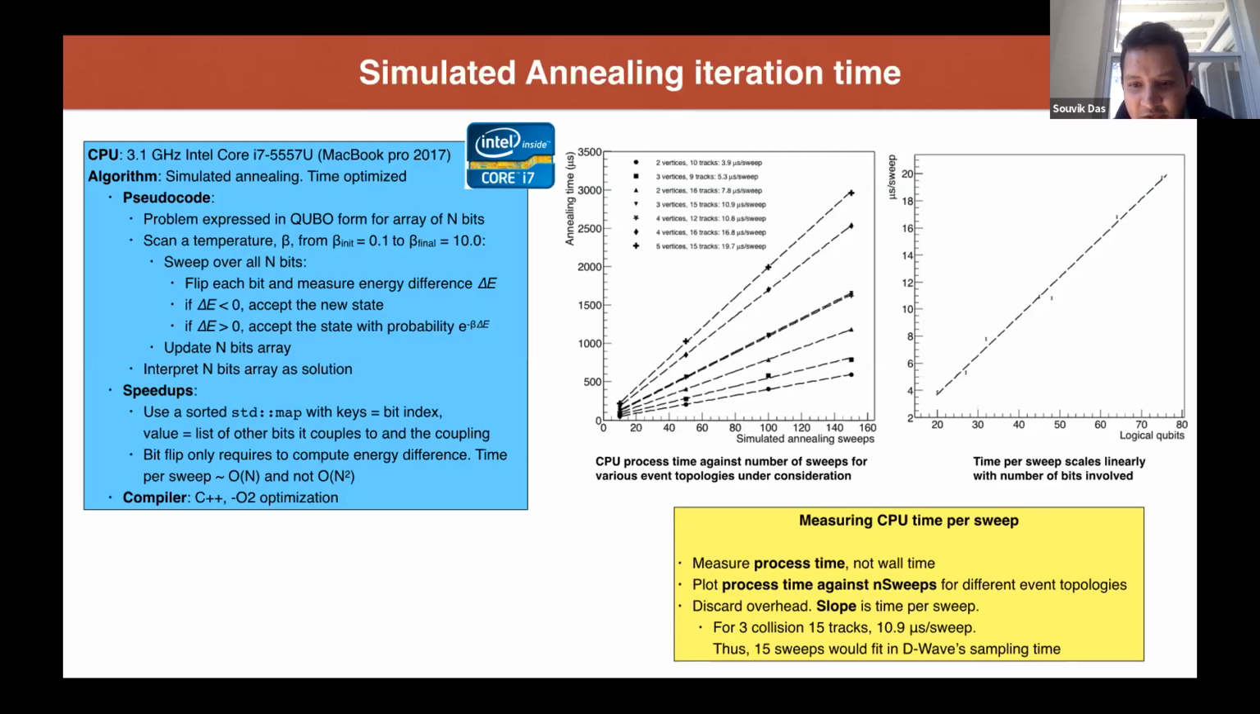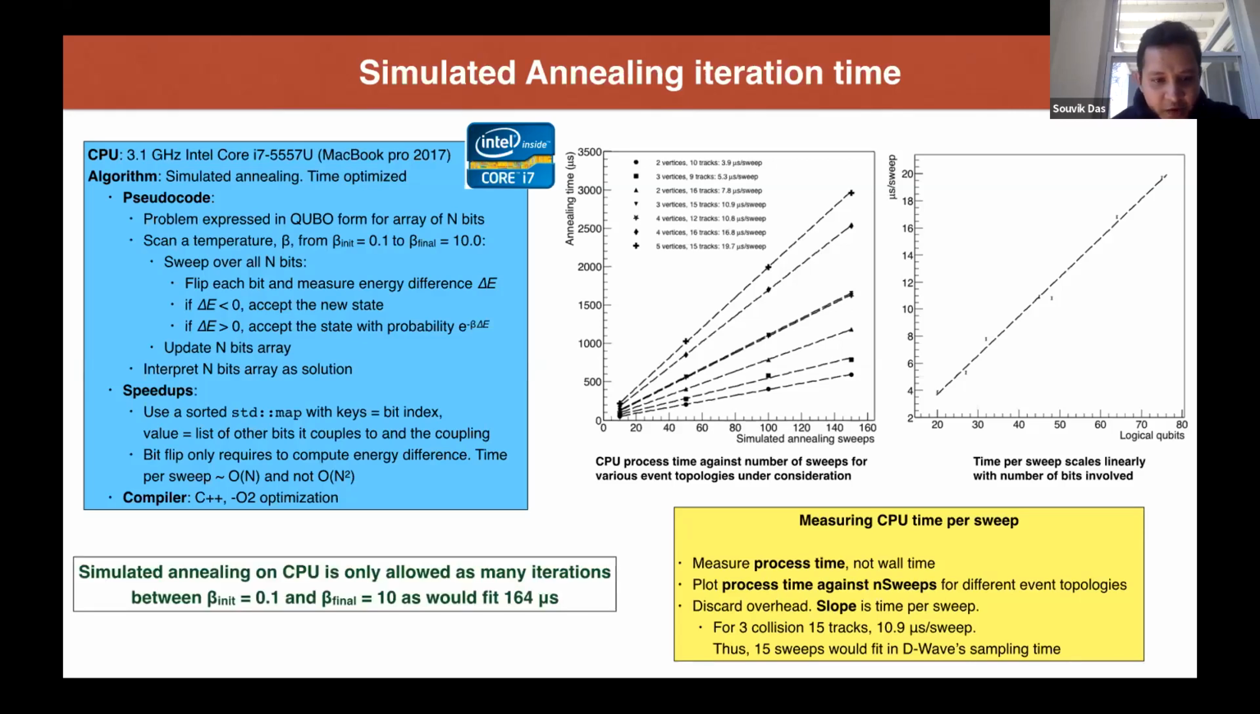What we actually did is measure the process time, not the wall time. We measured the process time against the number of sweeps and fit a straight line through it, so this discards any programming overheads. It really takes the slope, and the slope is the time per sweep. For example, for 3 vertices, 15 tracks, we take 10.9 microseconds per sweep. Thus, we would say we could fit 15 sweeps into the 164 microseconds that D-Wave takes to solve a problem. That is our way of constraining the time.